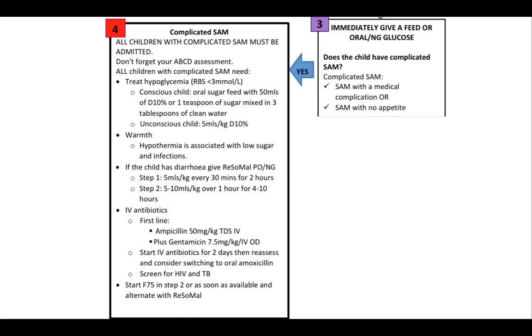And then IV injection antibiotic, first line is ampicillin plus gentamicin. And then start IV antibiotics for 2 days, then reassessment, and consider switching to oral amoxicillin. And then screen for HIV and tuberculosis. And then start F75 in step 2 or as soon as available, and alternate with Rizoma, rehydration solution for malnutrition.